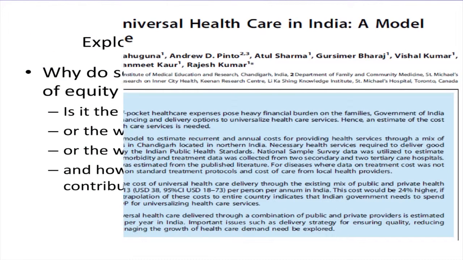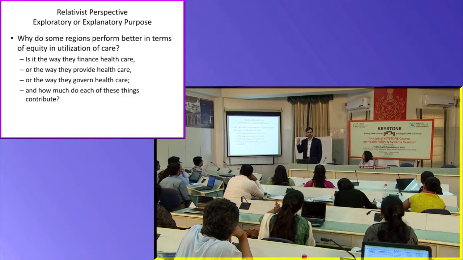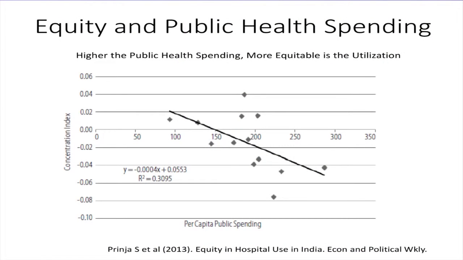Relativist perspective, explanatory or exploratory purpose. Okay, you assessed equity in the positivist framework. In the relativist framework, you will ask, why is the equity different? You saw the hospitalization rates in that slide, but why is it that the equity for hospitalization is different in different states? And perhaps your answer could be the extent of public spending. Increase the public spending and your health systems become more equitable.